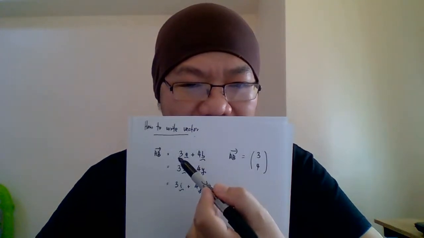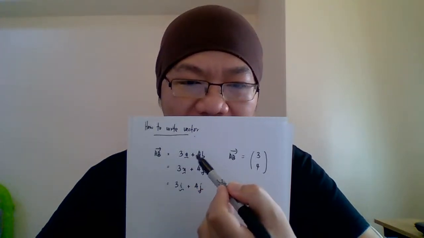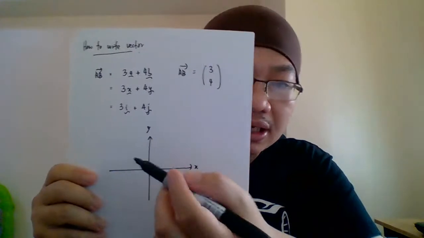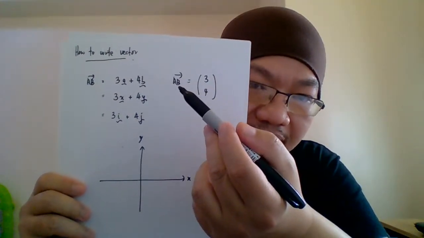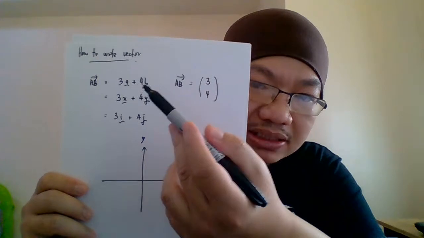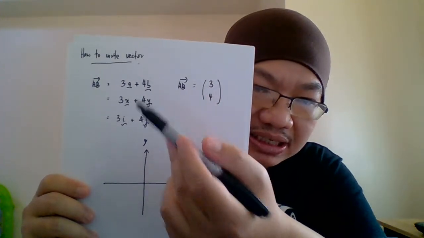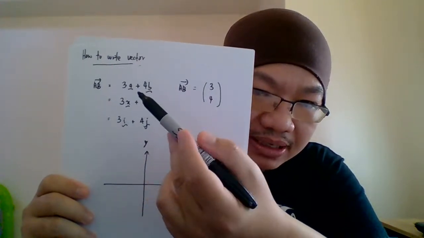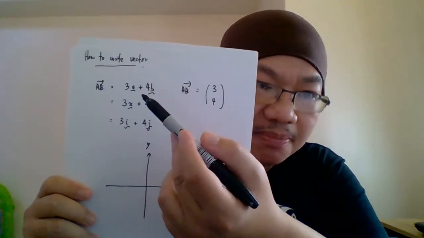So if our vector is 3a plus 4b, inside this bracket we must put the numbers. Let me draw on the Cartesian plane. Let's say this is my y, this is x, right? So what is vector AB? Let's say vector AB is 3a plus 4b. What is 3a? A is your x-axis, B is your y-axis. Both of these numbers are positive, positive 3 and positive 4.